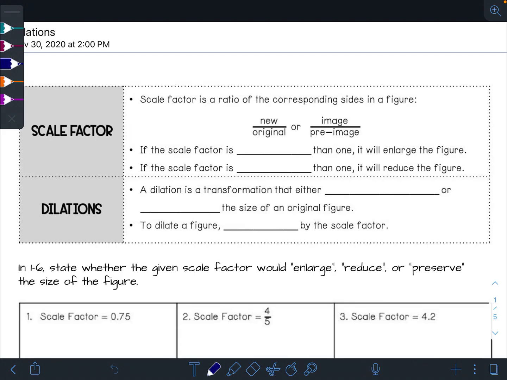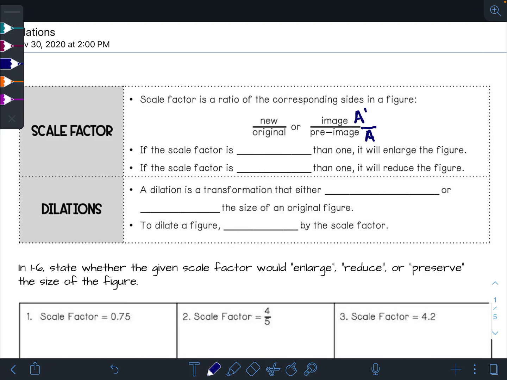So we are just going to review a little bit with scale factor, and then we're going to go into how to write the algebraic rule for a transformation, a dilation, I guess. So when we're finding scale factor, again, it's always our new shape over our original, or our image over our pre-image. And just to help you, it would be like A prime over A.